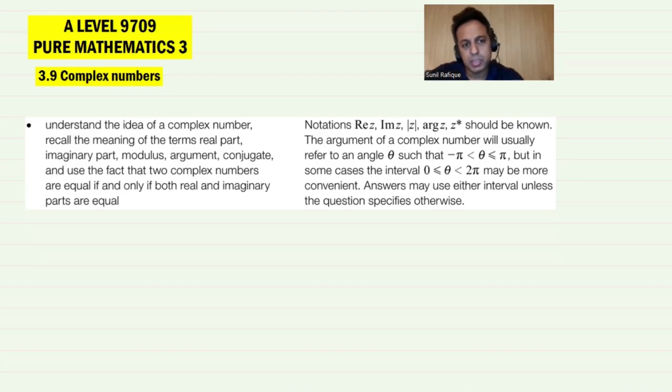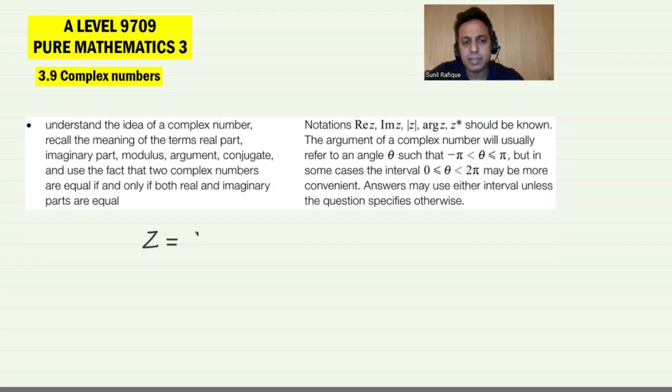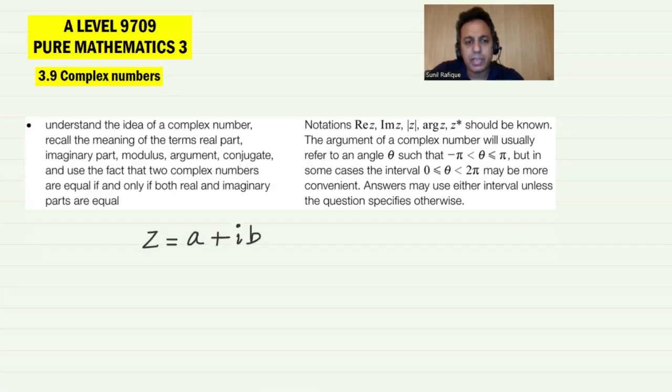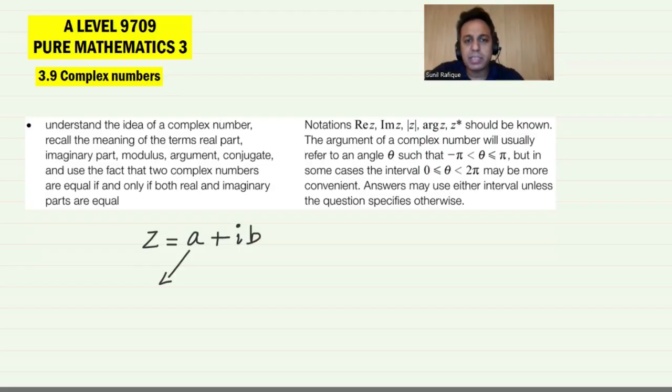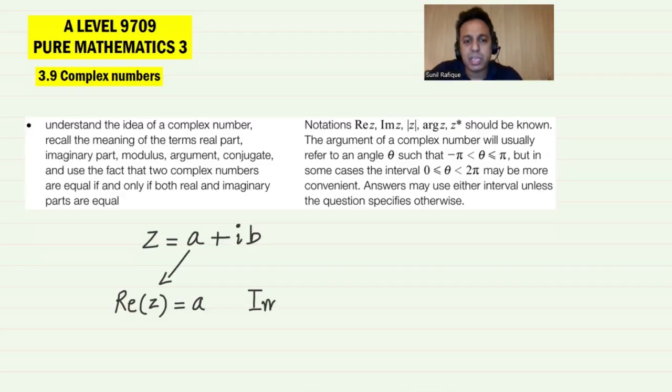So that's the first idea: understand the idea of a complex number. Recall the meaning of the terms real and imaginary part as already discussed in the introduction. If a complex number z is a plus ib, we know that a is the real part, but these notations are very important. All right, so what is this Im z and Re z? Re z stands for the real part of z, so this a has a notation now. And similarly, Im z is known as the imaginary part of z, and this is b.